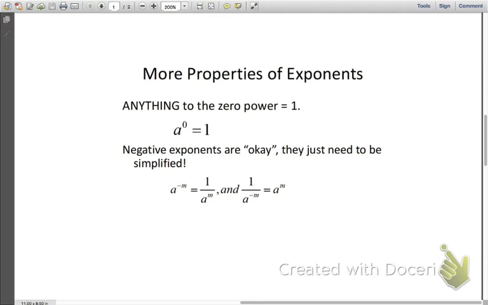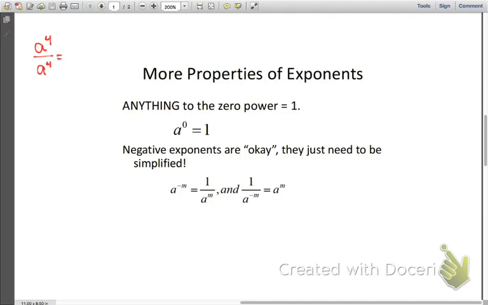A couple other properties of exponents. Anything taken to the 0 power is just 1. If you think about it like this, and the reason why it's 1 and not 0, and the most common mistake is students want to put 0, is because if I have a to the 4th over a to the 4th, a lot of students want to go, well, it's 0, there's nothing left. No, it doesn't work that way.